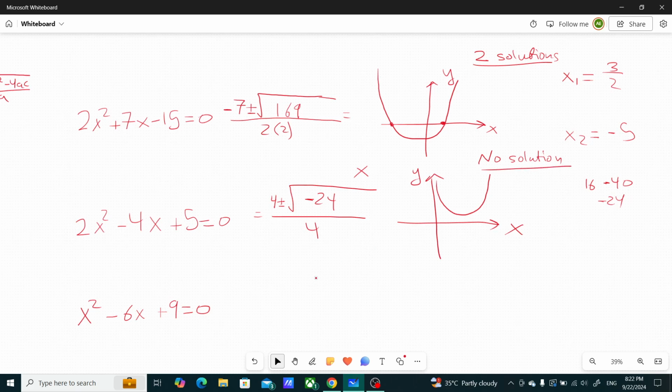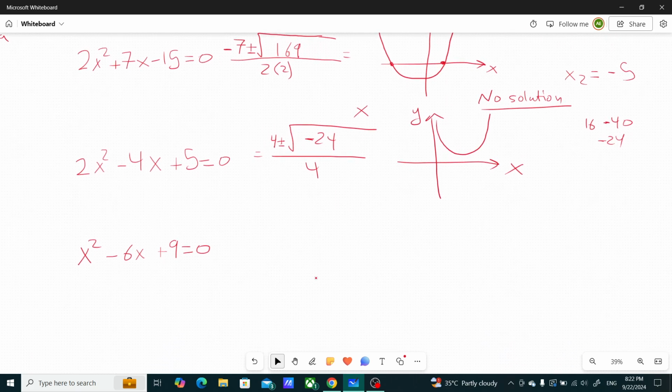Okay, let's take a look at the last one. So again, minus b, which is minus 6, plus or minus square root of b squared, negative 6 squared, minus 4 times a is 1, times c is 9, all over 2 times a, which is 1. So this is going to give me negative times negative 6 is 6, plus or minus square root.